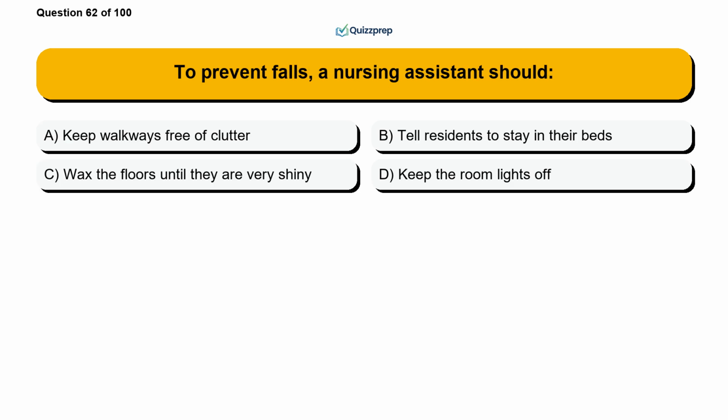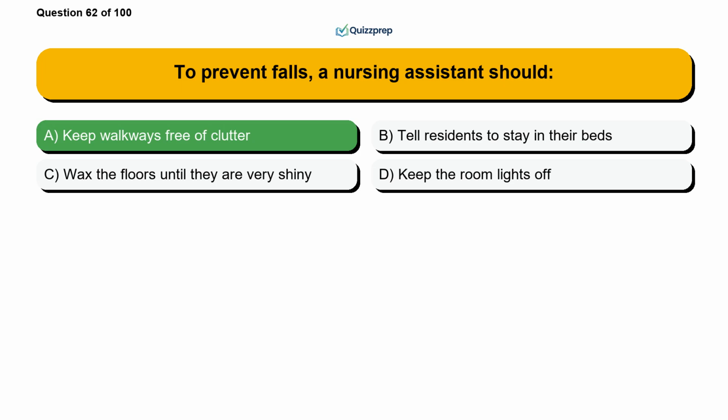Question 62. To prevent falls, a nursing assistant should: Option A, keep walkways free of clutter. Option B, tell residents to stay in their beds. Option C, wax the floors until they are very shiny. Option D, keep the room lights off. The correct answer is option A, keep walkways free of clutter.